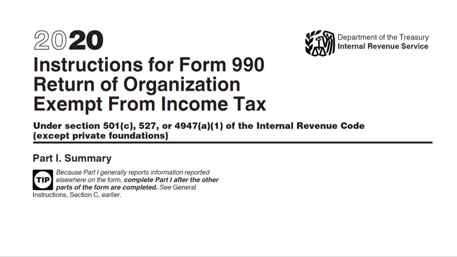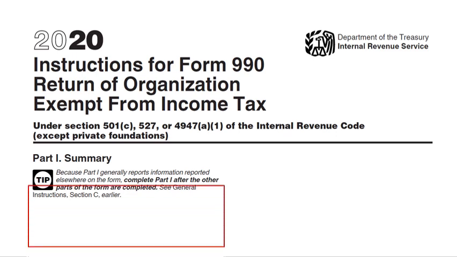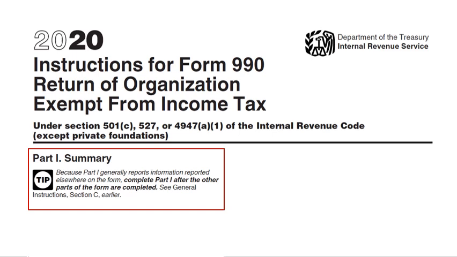We were supposed to talk about the Part 1 summary section today in episode number 2. However, after reading the instructions, the tip is because Part 1 generally reports information reported elsewhere on the form, complete Part 1 after the other parts of the form are completed. So again, this just shows how important it is to read the Form 990 instructions before you start to complete the Form 990, because this is a very good tip. Wait, complete all of the other parts, and then come back to Part 1 because it is a summary.